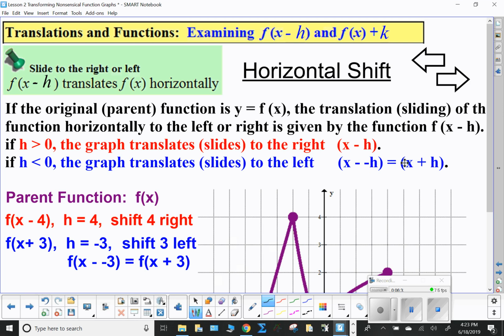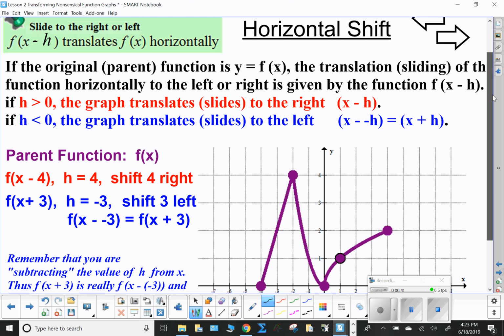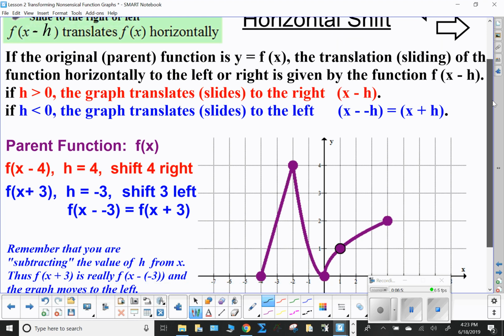Now, the next up is shifting or moving left, right, up, or down. First, let's look at shifting horizontally. So if I want to shift horizontally, remember that anything horizontal is inside. So I come down here, and there's a lot of words on this, and you can read it.